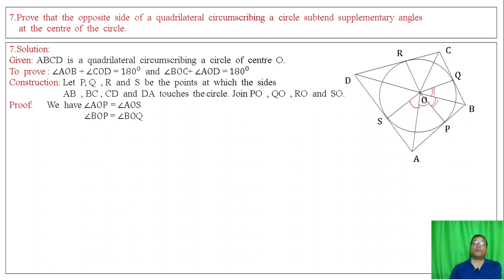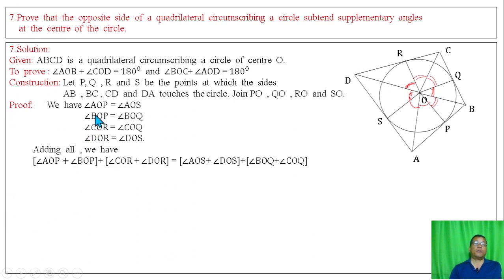Angle BOP, BOQ, these two are also equal, and angle COQ, and then COR, DOR, DOS. Adding all vertically, we have angle AOP, BOP, COR, DOR, and on the right side AOS, BOS, DOS, COR, BOQ, COQ.